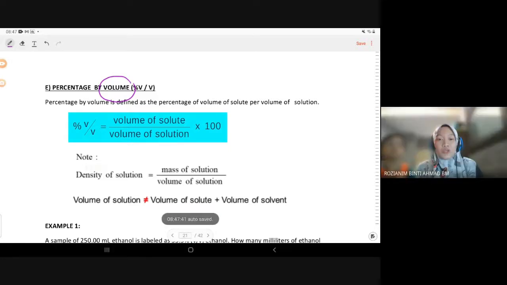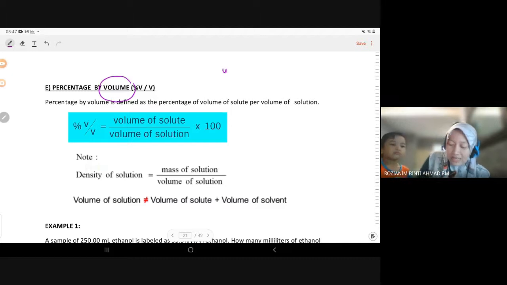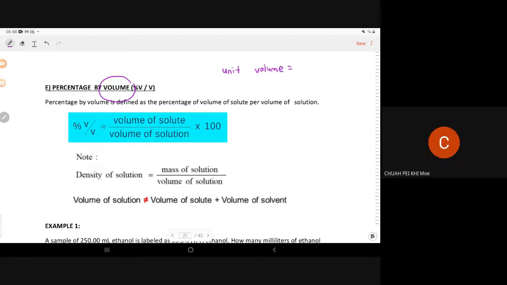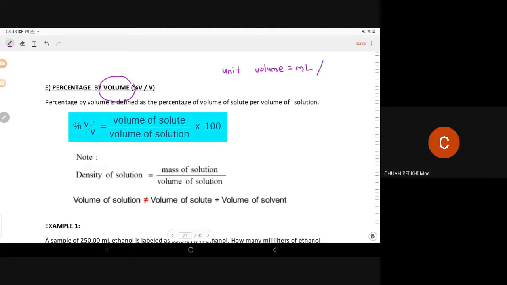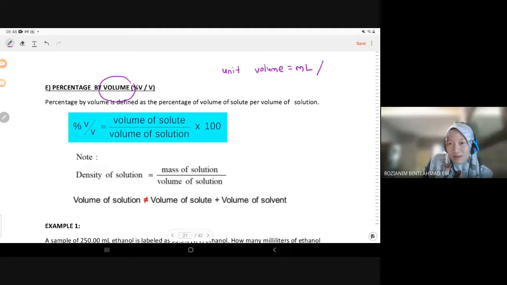Okay, Chua. If the final measurement is a percentage by volume, what unit should be used to measure volume? Apa unit kita akan guna bila kita nak ukur volume? ml. Yes, ml. Another than that? Or? Liter. Yes, good, liter. Thank you.